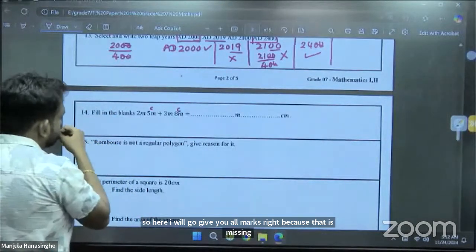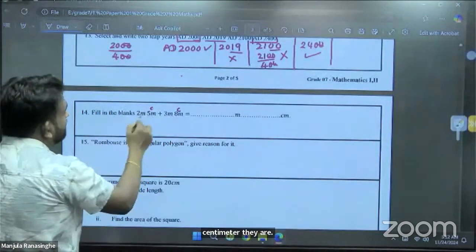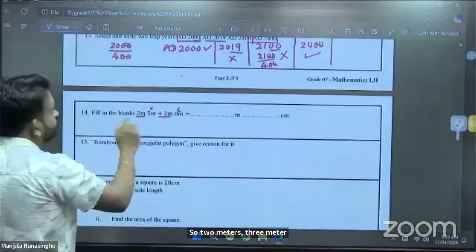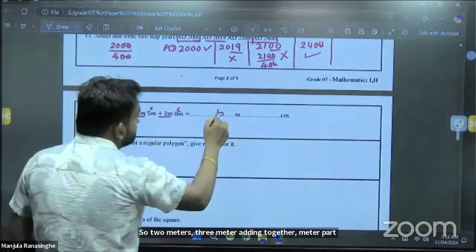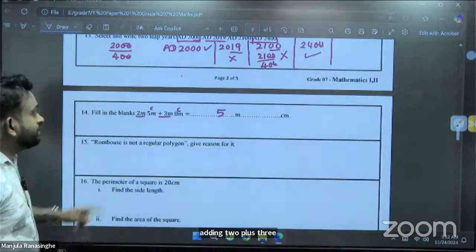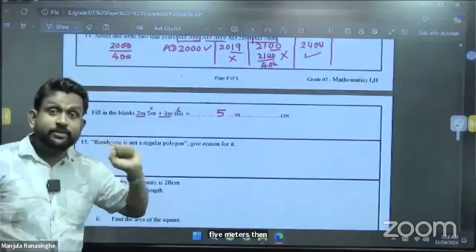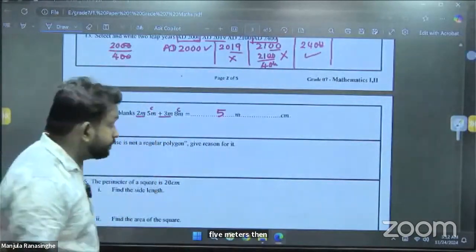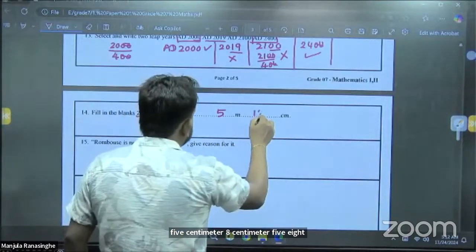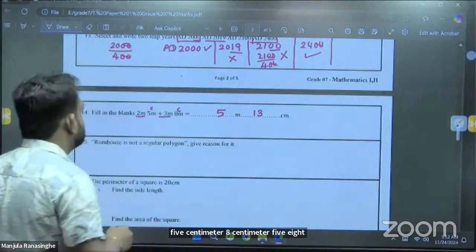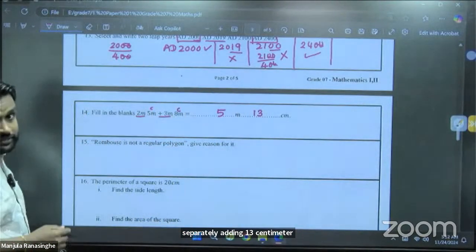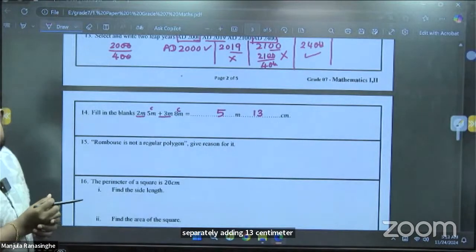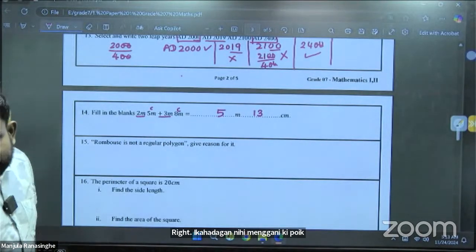So 2 meter, 3 meter adding together, the meter part adding 2 plus 3, 5 meters. Then 5 centimeter, 8 centimeter, adding separately, 13 centimeter. Right. That is incorrect.